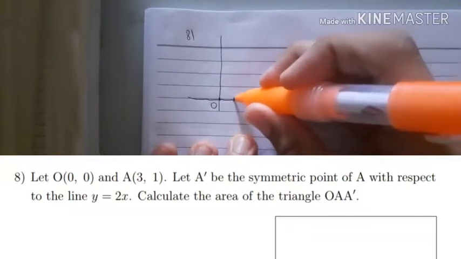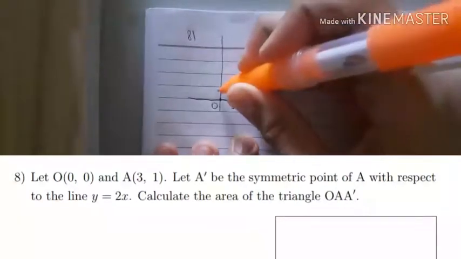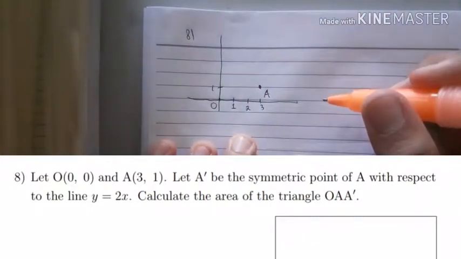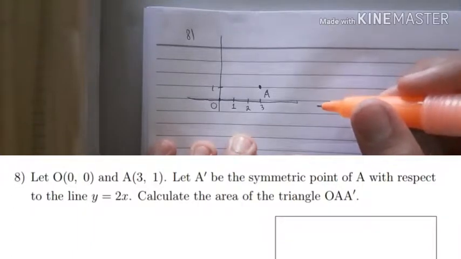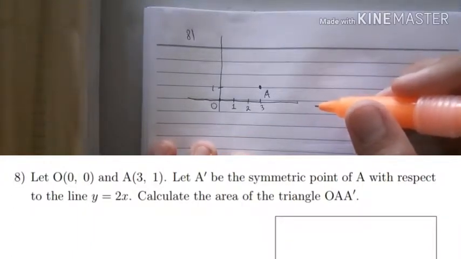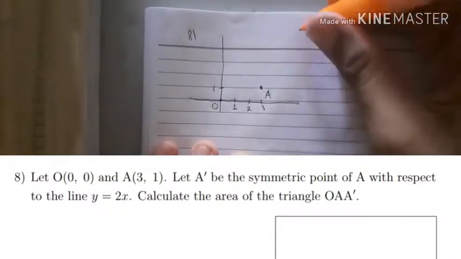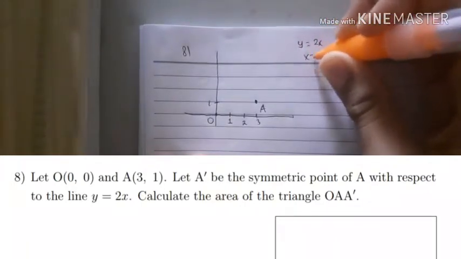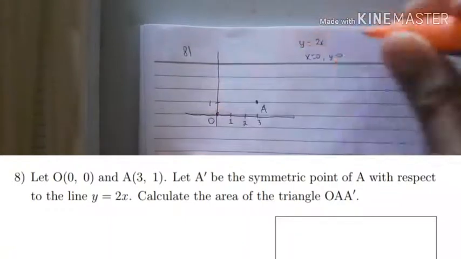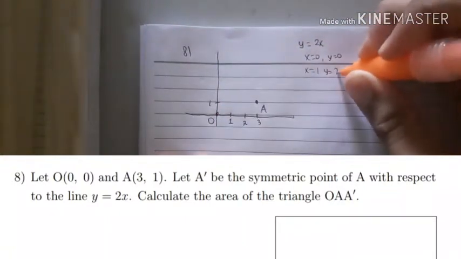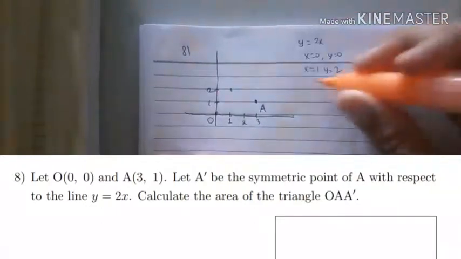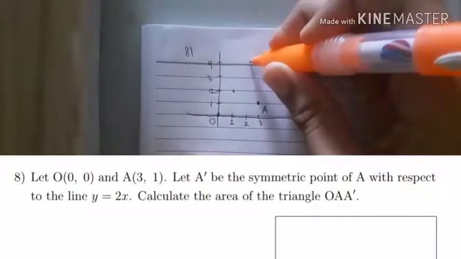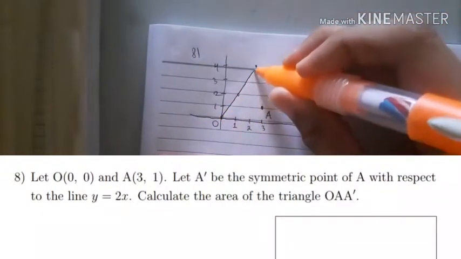So let's draw a simple coordinate system here, 3, 1. Okay, so that is A. And now let A prime be the symmetric point of A with respect to the line y equals 2x. So let's draw the line of y equals 2x. Now y equals 2x, when x is 0, y is 0. When x is 1, y is 2. So 1 and 2. When x is 2, y is 4. So 2, 4. So this is the line y equals 2x.